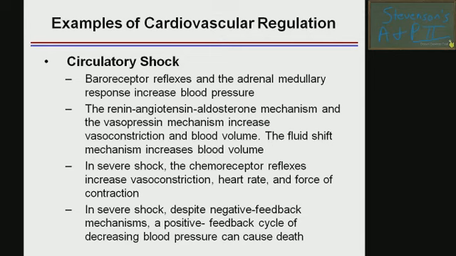In circulatory shock, baroreceptor reflexes and the adrenal medullary response increase the blood pressure. The renin-angiotensin-aldosterone mechanism and vasopressin mechanism increase vasoconstriction and the blood volume. The fluid shift mechanism increases the blood volume as well. In severe shock, the chemoreceptor reflexes increase vasoconstriction, heart rate, and the force of contraction. In severe shock, despite negative feedback mechanisms, a positive feedback cycle of decreasing blood pressure can eventually cause death.